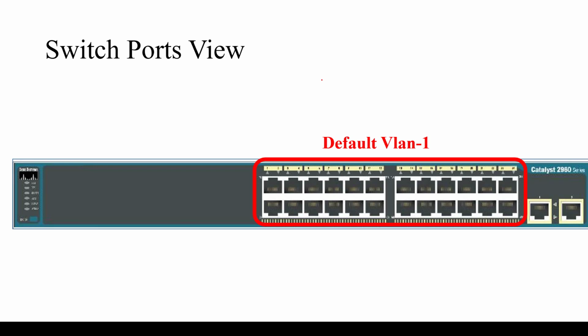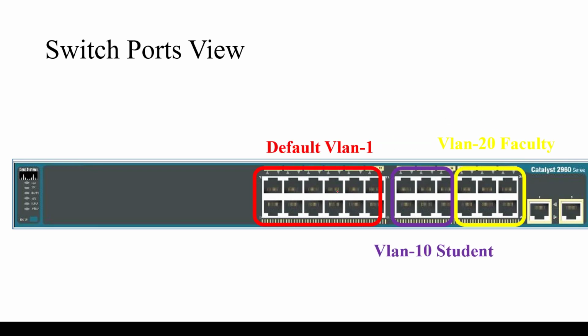Okay, clear? So what we are going to do now is divide, or create another LAN, and we will remove some ports from the default VLAN and switch them to the next one. So let's see. What I have done is I have moved the last 6 ports from the default VLAN to faculty, and another 6 ports from the default VLAN to the student VLAN.